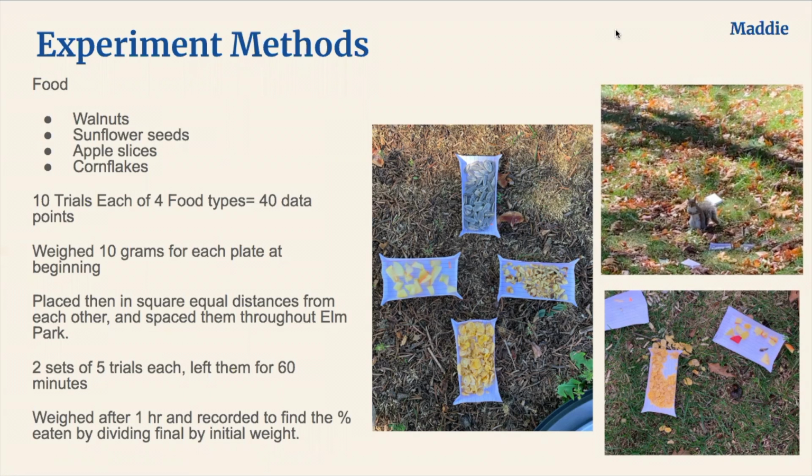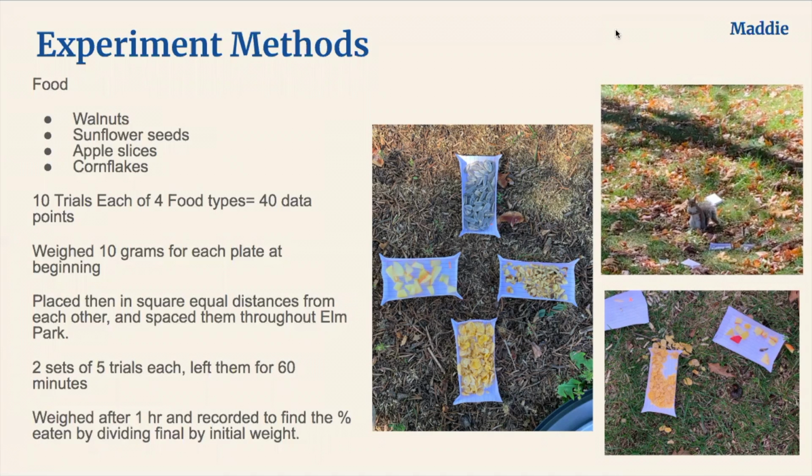At the beginning, we weighed 10 grams each for all the plates so that they had a nice baseline. And then we placed them in a square where they were equally distant from each other, just like we did in lab. And then we put them throughout Elm Park. But I decided to do two sets of 5 trials each just so that it could be more spread out and not just stacked on top of each other. And then we left them for 60 minutes.